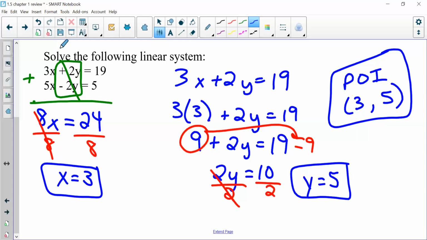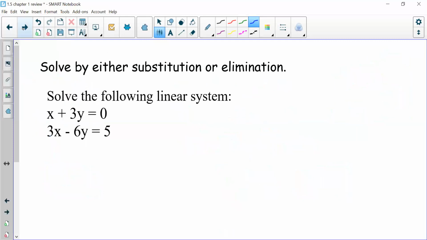Very good. Okay, this one we can choose. What are your thoughts? If you guys are like, I would not do substitution on this one, do yours by elimination on your worksheet. We're going to compare. Do we still want to do this one by substitution, elimination, or split right down the middle?